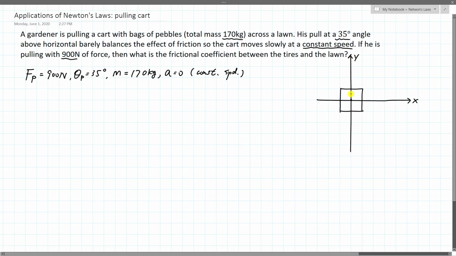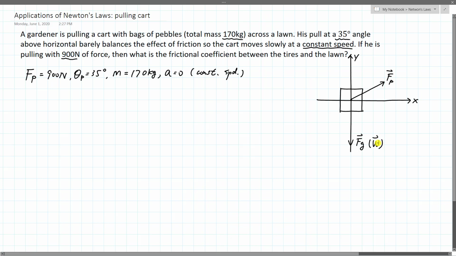So let's first draw the force from the gardener. The gardener is pulling at a 35-degree angle, so let's draw something approximately 35 degrees. So here's the gardener's force, pull. After that we should draw gravity, because the cart always feels gravity. So there's gravity here, Fg, or you can use another symbol. You can use weight.